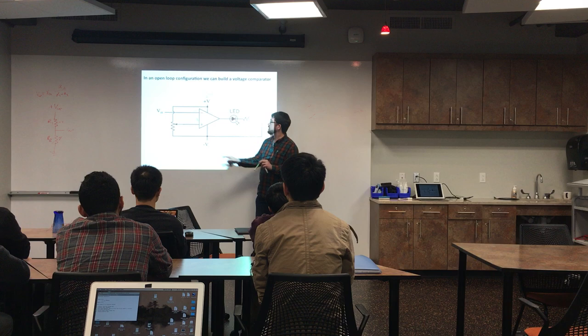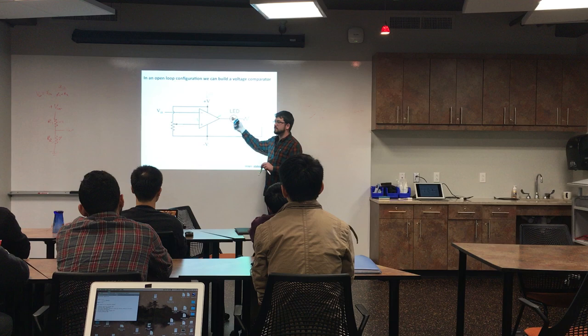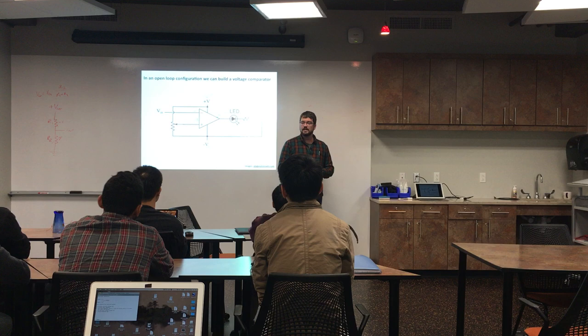So we could change our set point to be minus 3. Now we have minus 3, minus 1, it's on the output. We would have minus 4 volts, which means the LED is not going to be illuminated, right? So you see we're just comparing two voltages. Minus 2. LED is still not going to be illuminated.